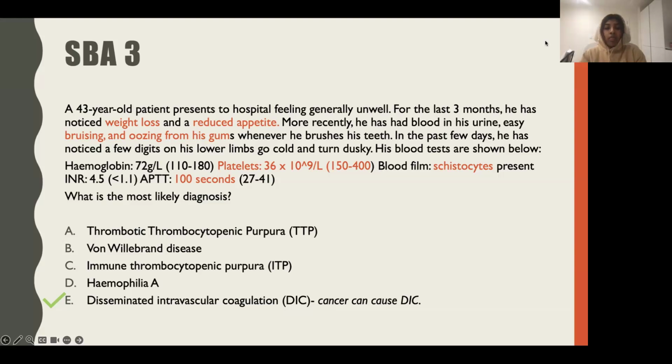Von Willebrand disease. I know I told you guys that the APTT is prolonged, it could be either hemophilia or von Willebrand disease. I'm going to add another thing to that statement. If only the APTT is prolonged, then it's hemophilia or von Willebrand disease. This guy has too many things going on. He's got anemia, he's got low platelets, he's got schistocytes. So it's not that. Thrombotic thrombocytopenic purpura and ITP we'll talk about later as to why it's not that one. Hemophilia, again, he's got too many things wrong with him for it to be hemophilia. And then DIC is the answer here.